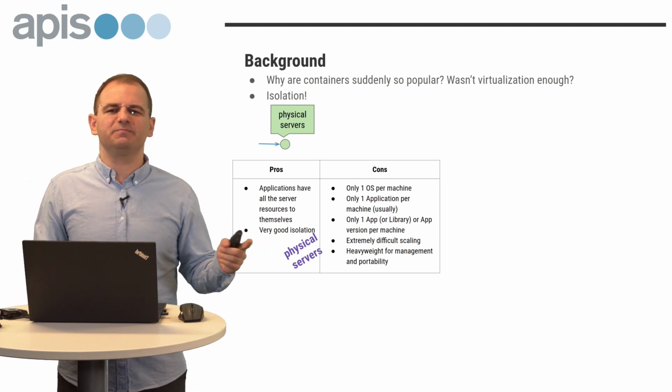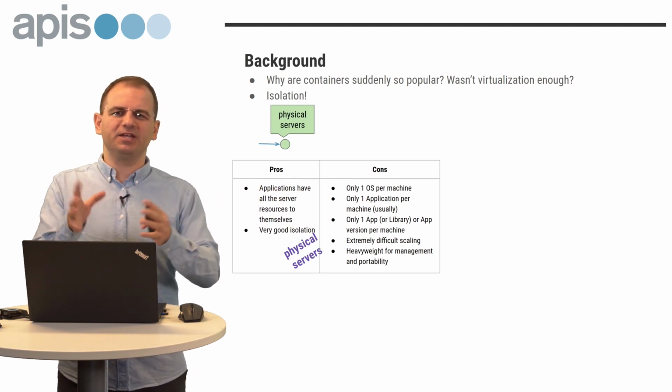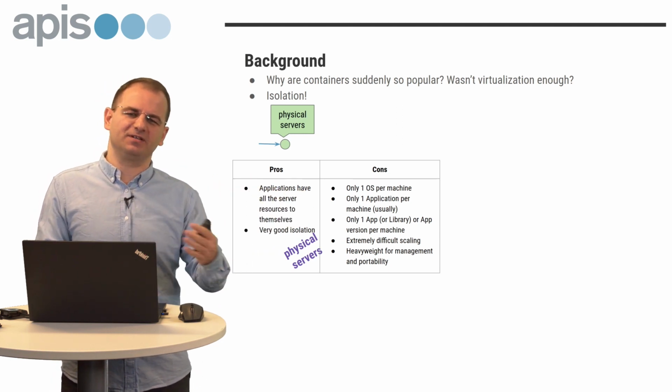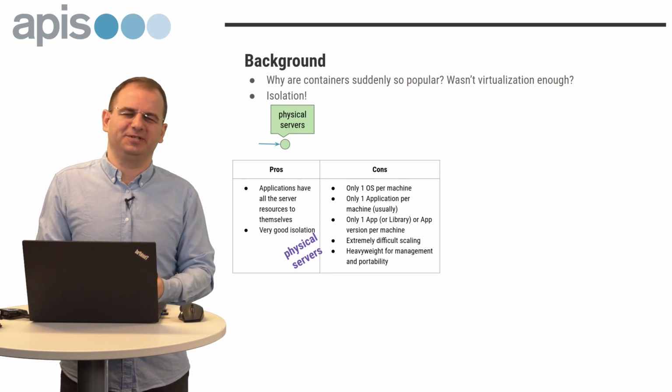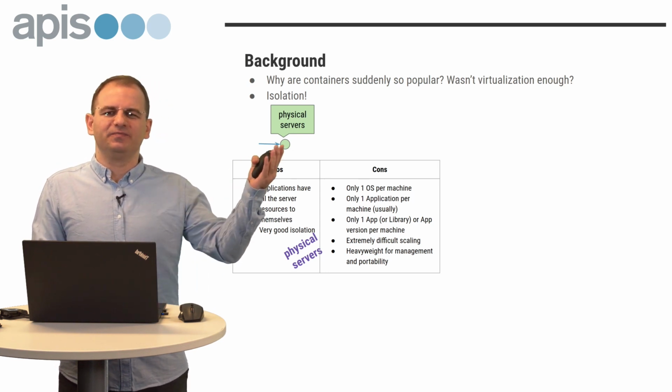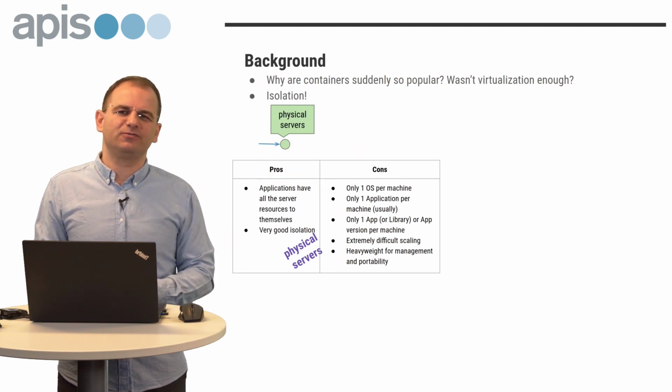And in this manner, the isolation between those applications was done on a physical level. It was very good isolation, but it was very costly. Why? Because you need to provide a new server for each of your applications, right?